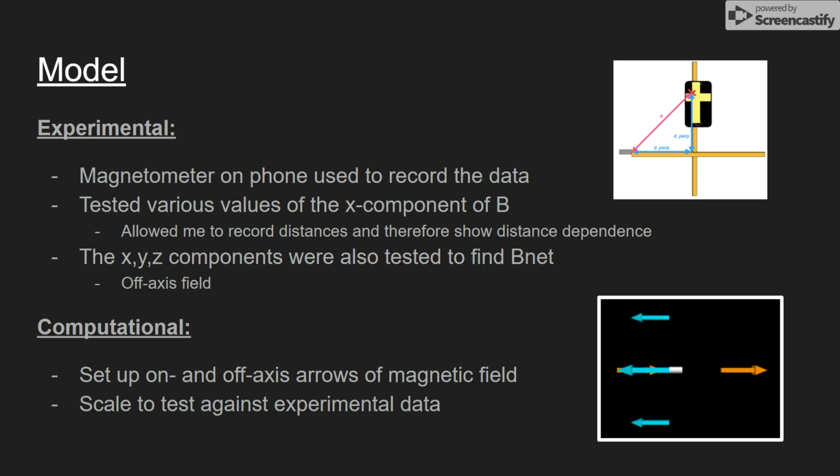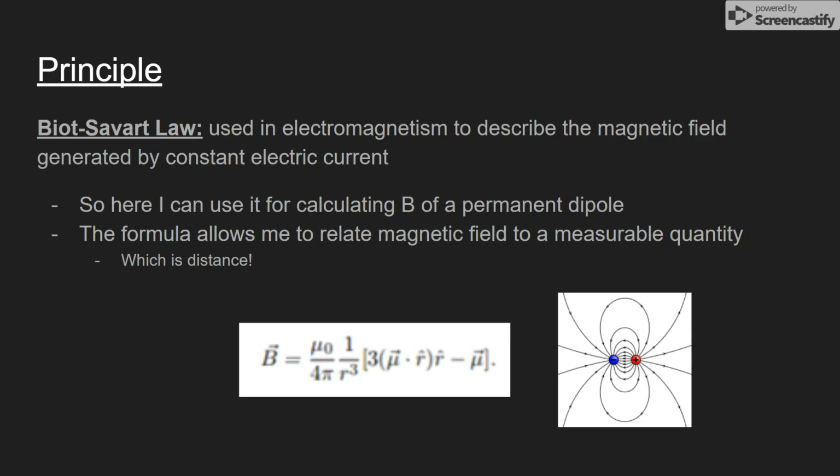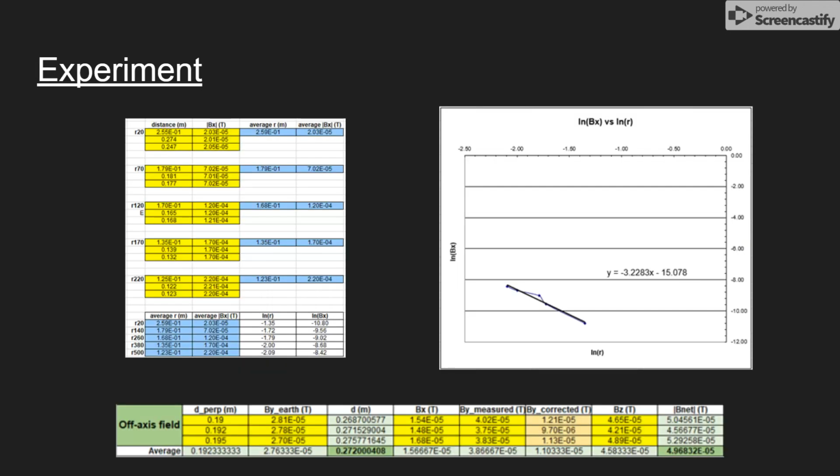The x, y, and z components were also tested to find the net magnetic field for the off-axis field. And then the computational model set up on and off-axis arrows of magnetic field, and this was scaled to test against experimental data. The principle used in this lab is the Biot-Savart law, which is used in electromagnetism to describe the magnetic field generated by constant electric current. Here I can use it for calculating the magnetic field of a permanent dipole, and the formula allows me to relate magnetic field to a measurable quantity, which is distance.